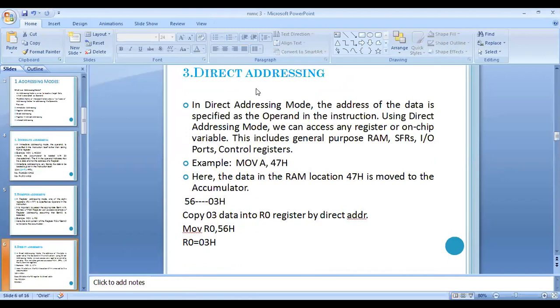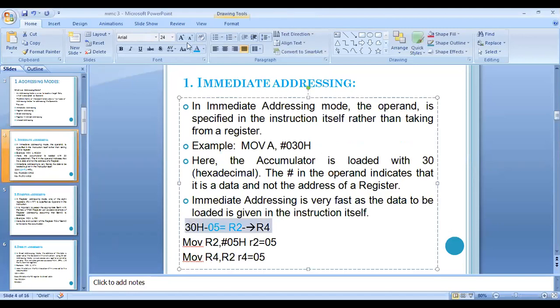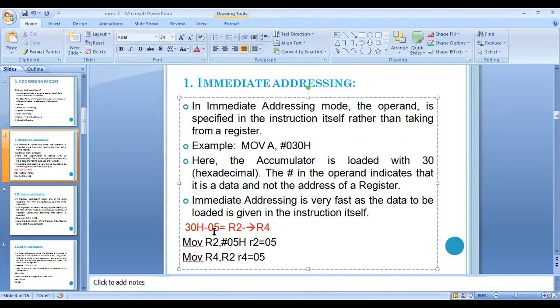How can we describe direct addressing? In direct addressing, the address of the data is specified in the instruction. Now see here, if this is our example, what is the address of our data? Our data is 05. Its address is 30H. So if I told you to assign the 05 value to the R4 register using direct addressing, what is your instruction?